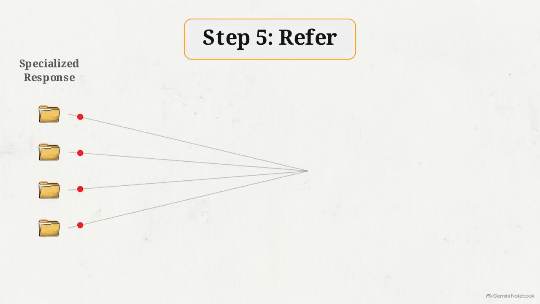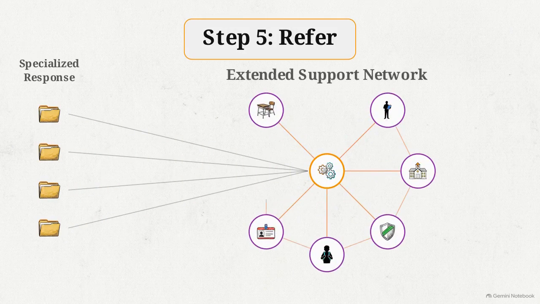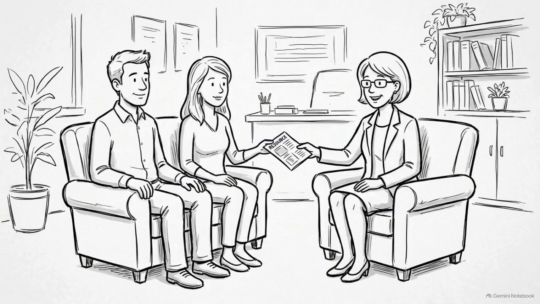Step 5 is refer. On your map, document the internal or external networks that provide long-term care after the immediate incident is over. Both victims and offenders often need ongoing support to heal and change their digital behavior.